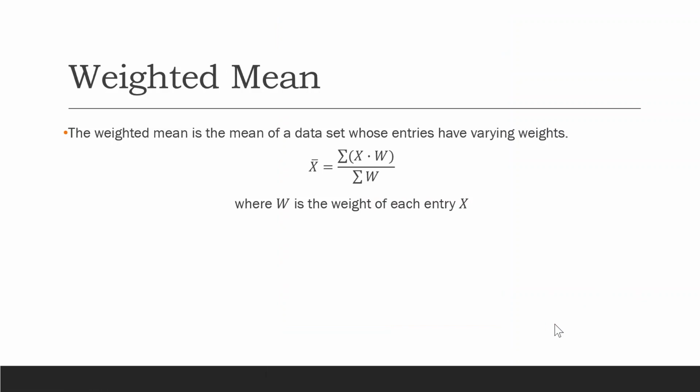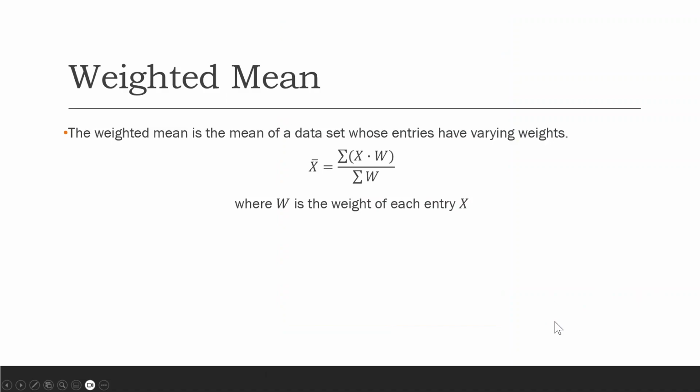Now, there are other means. We look at the arithmetic mean as a measure of central tendency. In education, we use the weighted mean a lot, especially in relation to grades. And so we'll talk about weighted mean. By definition, it is the mean of a data set whose entries have varying weights.